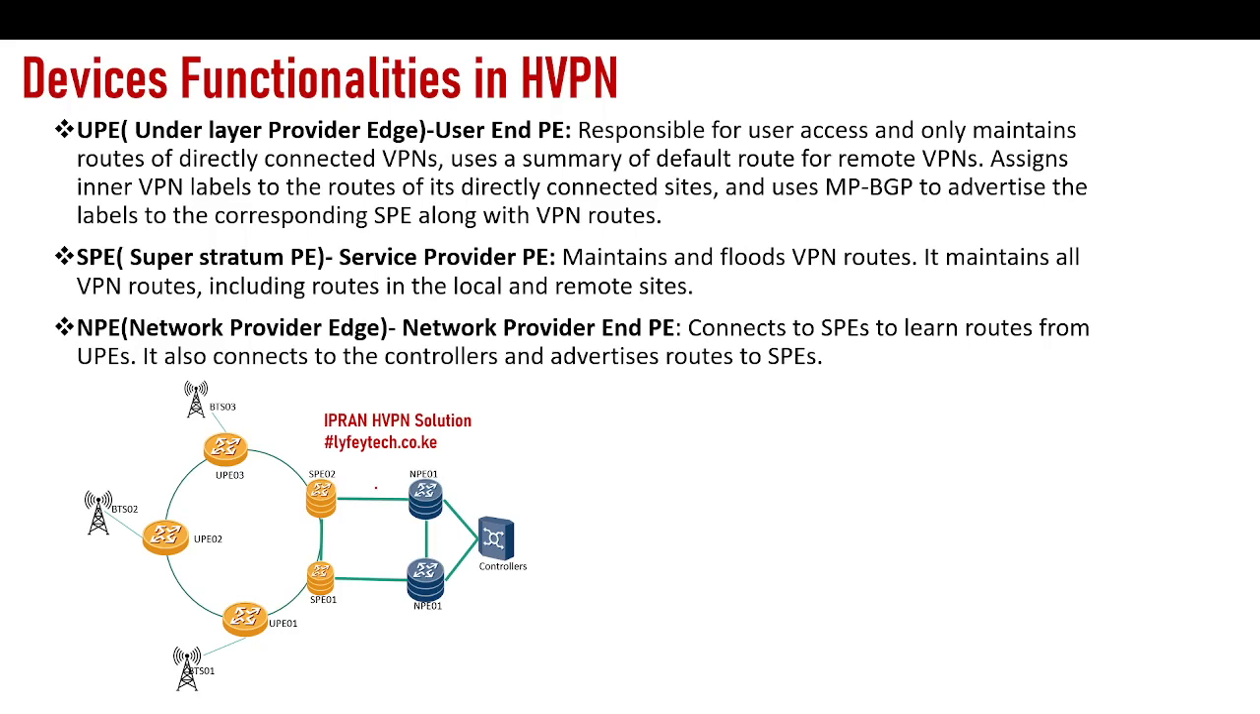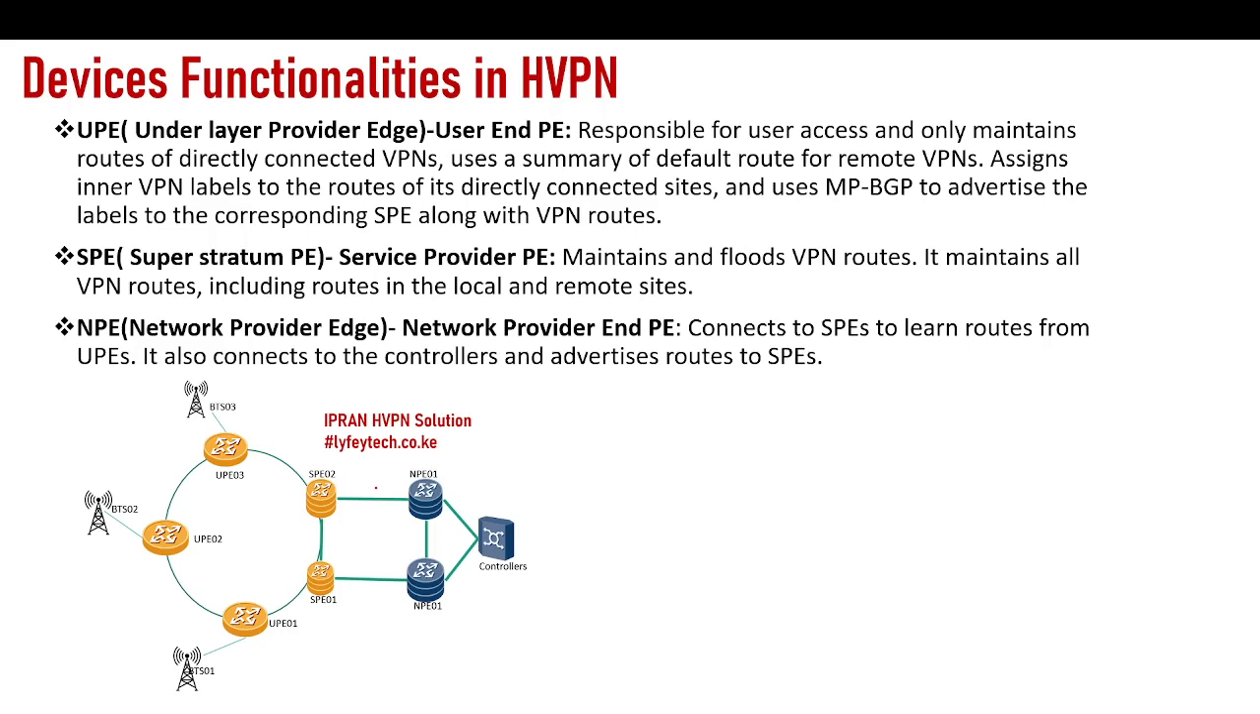So device functionalities in HVPN solution. I've mentioned that we have the NPE, we have the SPE, and the UPE. So these are the three main devices in HVPN solution. So the UPE, we call it the underlayer provider edge, or sometimes we just refer to it as the user end PE. So it's the user end provider edge router. It's responsible for user access. Remember, it's the one that is connecting to the BTS and only maintains routes of directly connected VPNs.